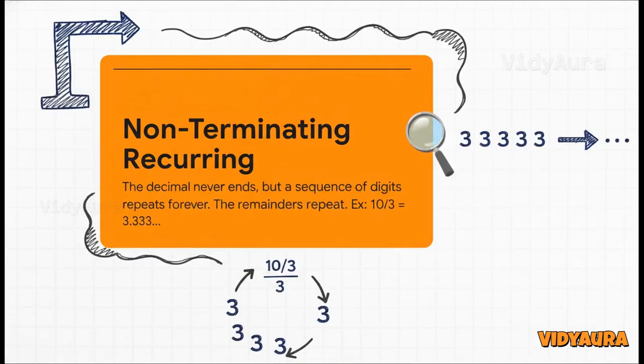Next up are the non-terminating recurring decimals. Okay, let's just break that name down. Non-terminating means, well, it doesn't end. It just keeps going. And recurring, that just means repeating, like a song stuck on a loop. The classic example is 10 divided by 3. You get 3.333, and that 3 will just keep on repeating forever and ever because the remainder never hits 0.